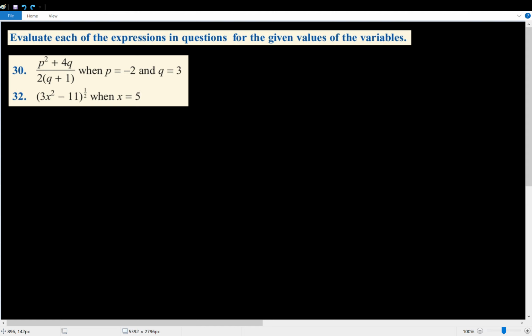What that's going to mean is that we're going to rewrite the expression, and every time there's a p, instead we're going to put in a minus 2, and every time there's a q, instead we're going to put in a 3. So let's take a look at that.